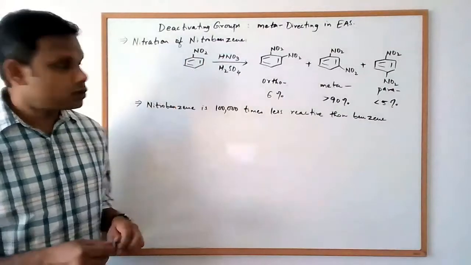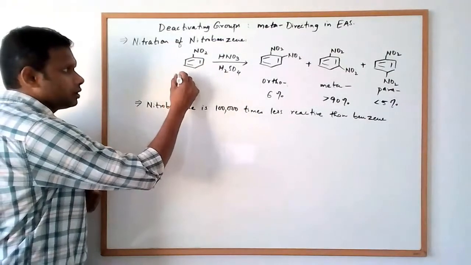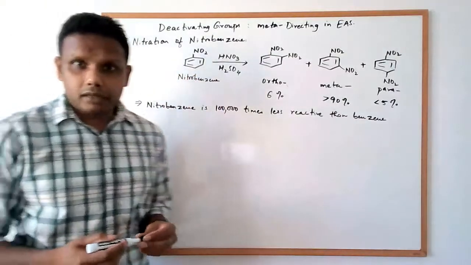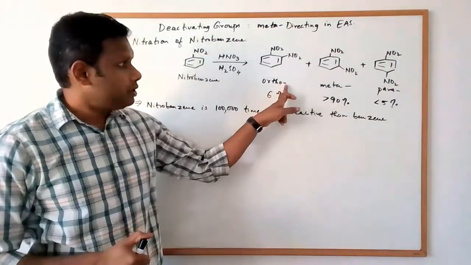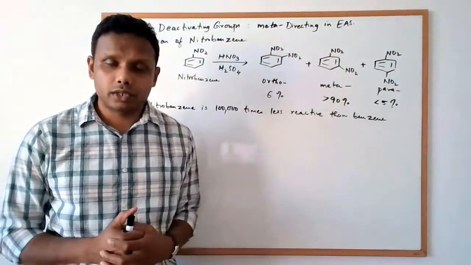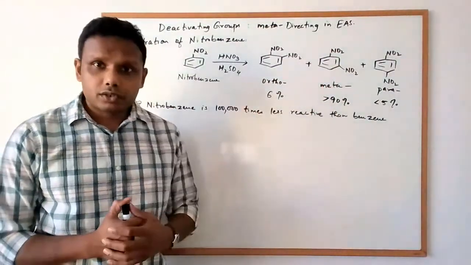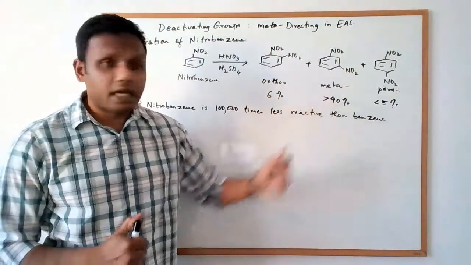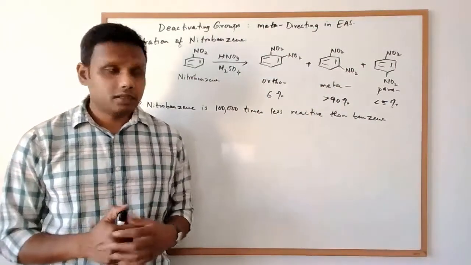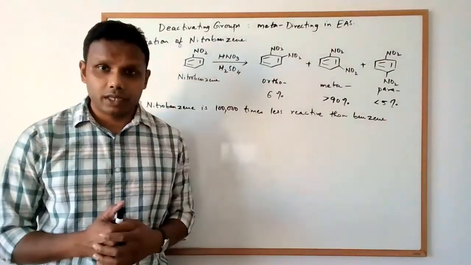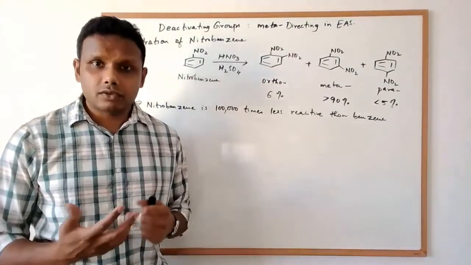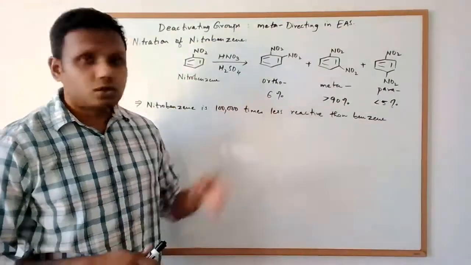So if we start with nitrobenzene, and we do a nitration on this molecule, we can expect three possible products, which would be the ortho-dinitrobenzene, the meta-dinitrobenzene, and the para-dinitrobenzene. When you look at the product distribution, what we see is that the meta-dinitrobenzene is the major product under these conditions. So nitrobenzene is about 100,000 times less reactive than benzene in this particular reaction. So that gives us a sense of how deactivating the nitro group is.